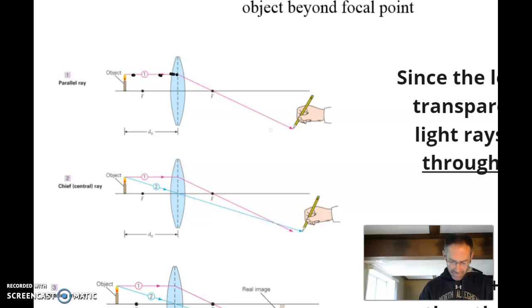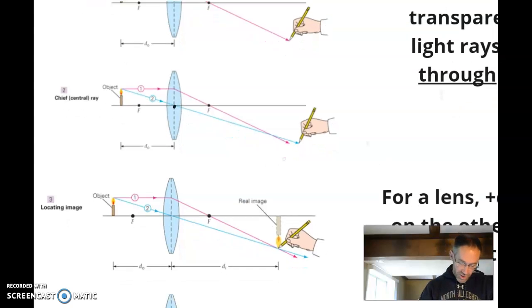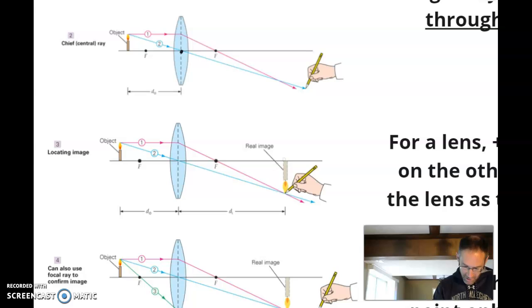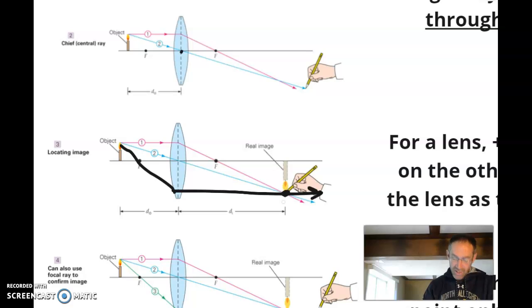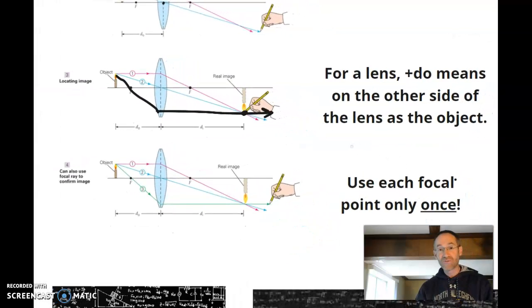Now, when you draw the chief ray, you draw straight through that vertex, straight through that center point, and you keep on going. And then the focal ray is going to go through the focal point on this side, hit the lens, and then refract out. And you're going to see that all three of those are going to converge to a spot. And what you've now done is you've located the image, and you've also drawn probably the most famous ray diagram known to human beings, and I'll show you why that is in a second.